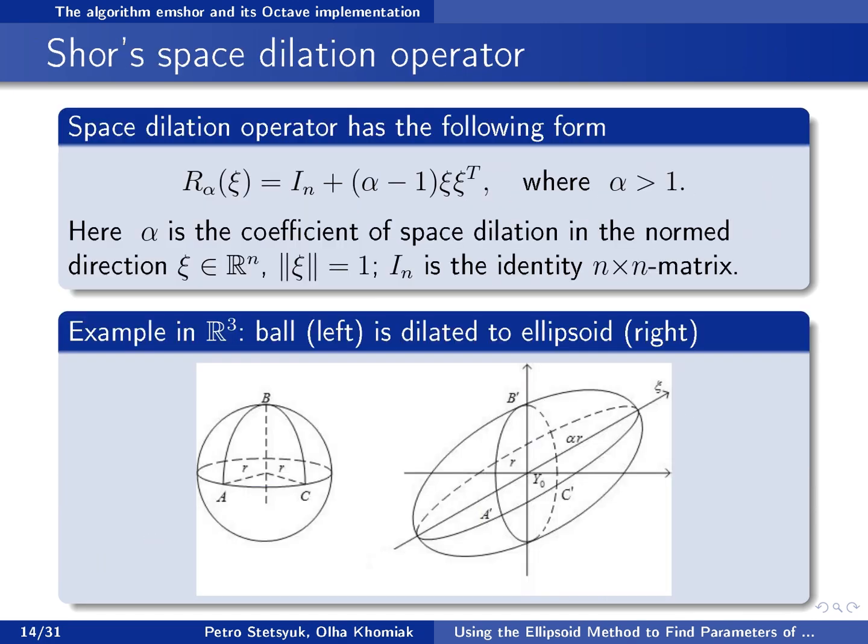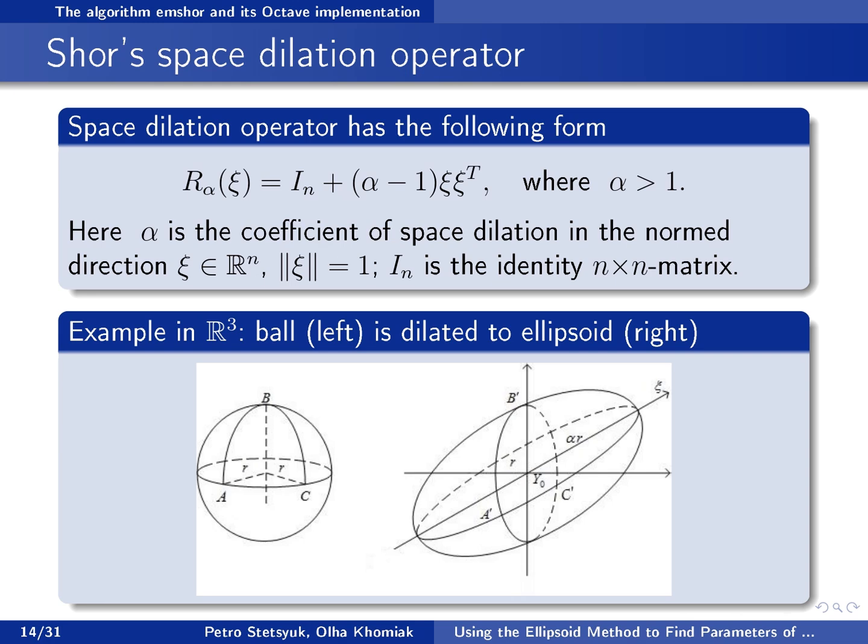To transform an ellipsoid into a sphere, we need to dilate the space, which is done using the space dilation operator, which has the form shown on this slide. Here, alpha is the coefficient of space dilation in a normalized direction in n-dimensional space, and I_n is the unit n times n matrix. If we explain space dilation not on the example of an ellipsoid of minimum volume, but in general, then for 3-dimensional space such an example is given on this slide.